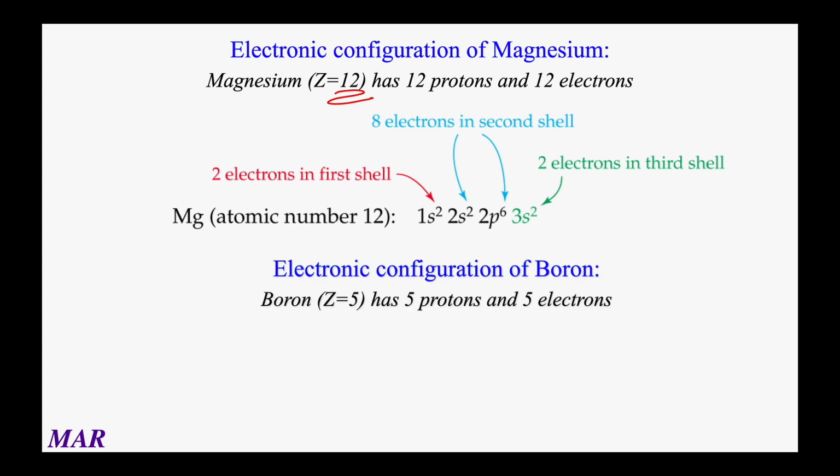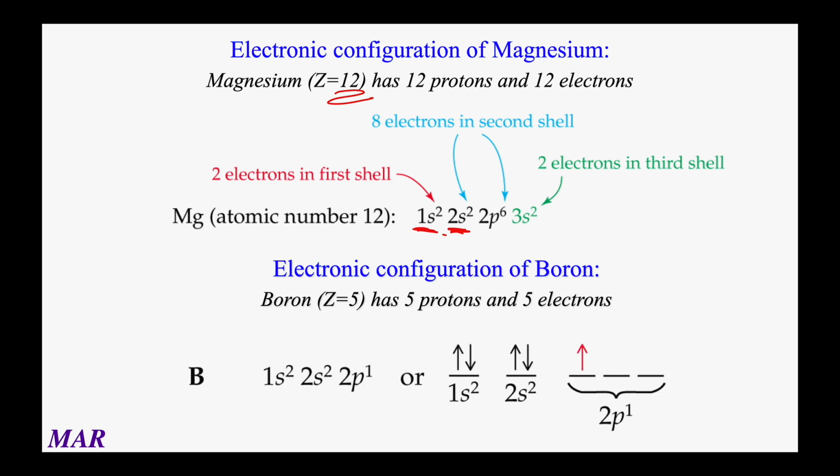Boron is number 5 on the periodic table, so that means 5 protons, and neutral boron would have 5 electrons. Now for boron, we're going to start with the 1s again. We're going to fill up that 1s. We're going to fill up the 2s, because again, 2s only holds 2 electrons. But since we have 5 electrons, the 5th electron is going to go in the 2p. So we would write it as 1s2, 2s2, 2p1.